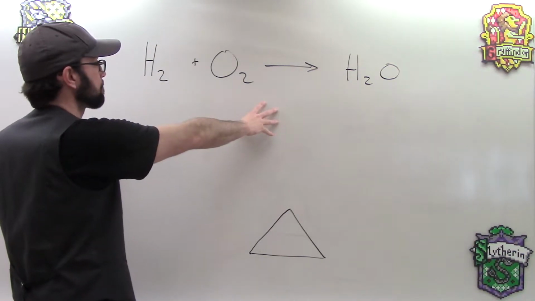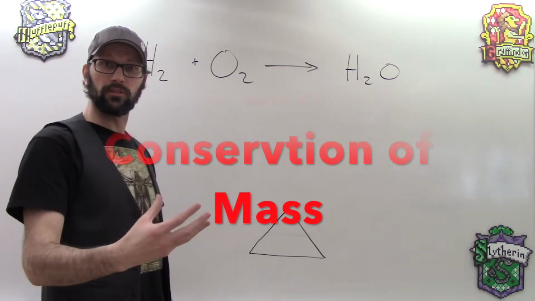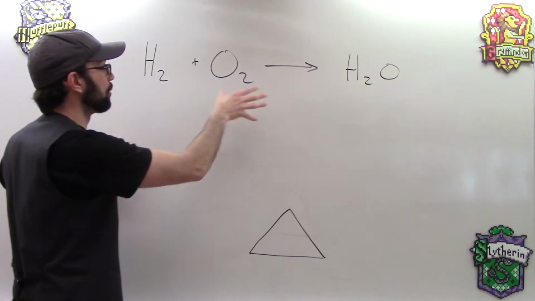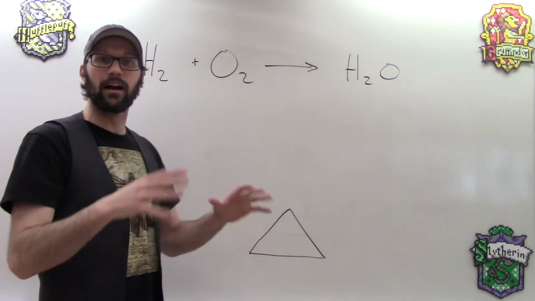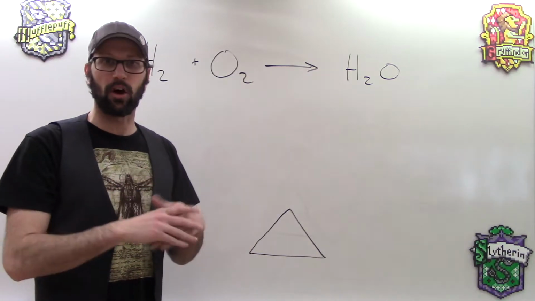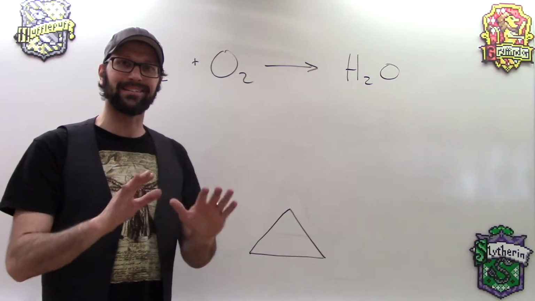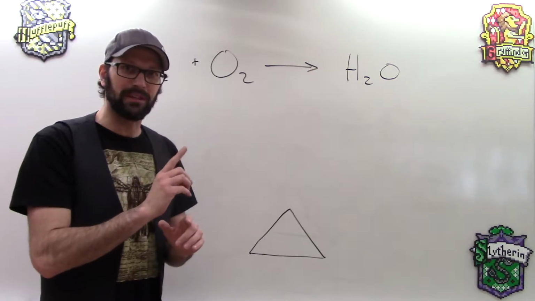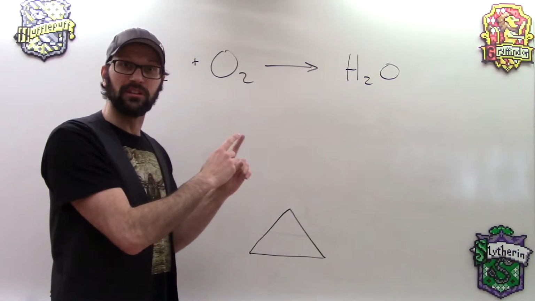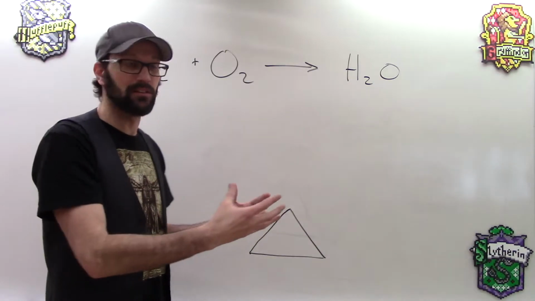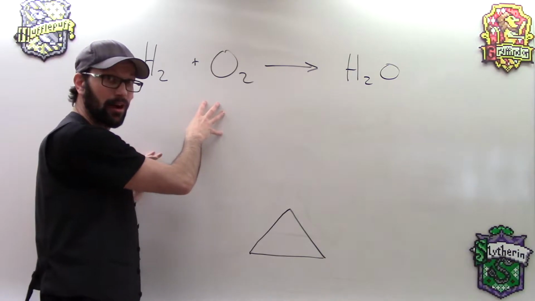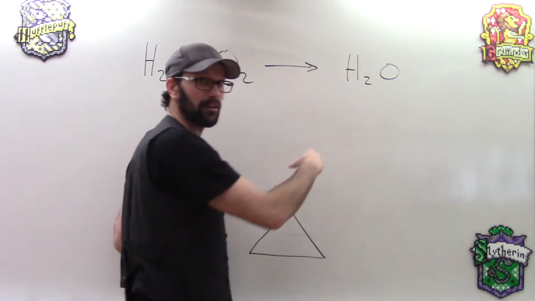In this equation, according to the law of conservation of mass, the mass of the products has to equal the mass of the reactants when it's in a closed environment. Gases can escape and masses can change, but assuming ideal conditions, there shouldn't be a change of mass, ever. And so this equation needs to be balanced. We need to make sure that we have the same amount of hydrogen and oxygen on the left-hand side of the arrow as the right-hand side of the arrow.